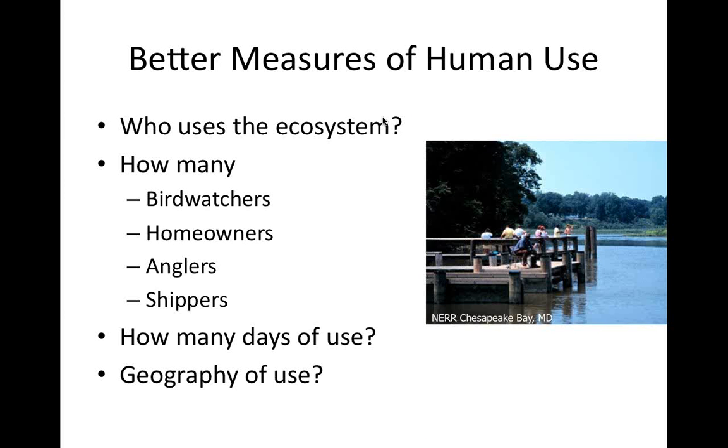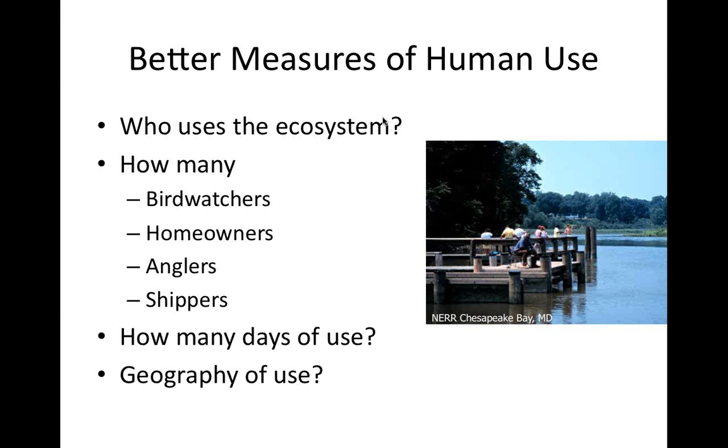I described that when I was talking about constituents. But who uses the ecosystem? How many people are going bird watching? How many homes are there in the coastal zone? How many recreational anglers? How many boats and ships are coming through? Any measures we can get that start giving us a better idea of who these users are is one step down the road in getting better economic information about these uses.